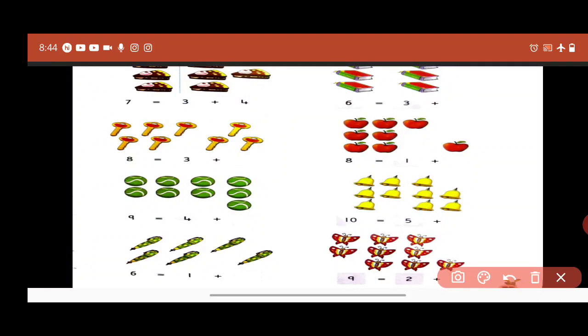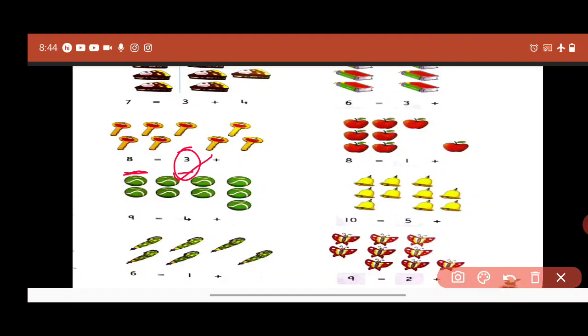This question I'm solving for you. There are a number of keys over here. They are saying 8 is equal to 3 plus dash. First, let's count how many keys. There are 8 keys. And you have been told that there are 3 keys at one side. So, how many keys will be there on the other side?